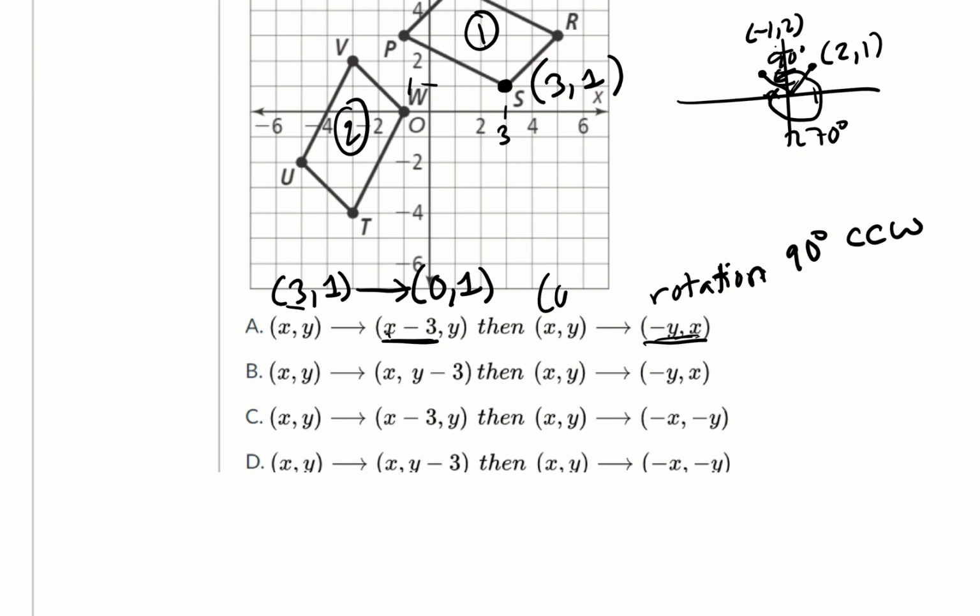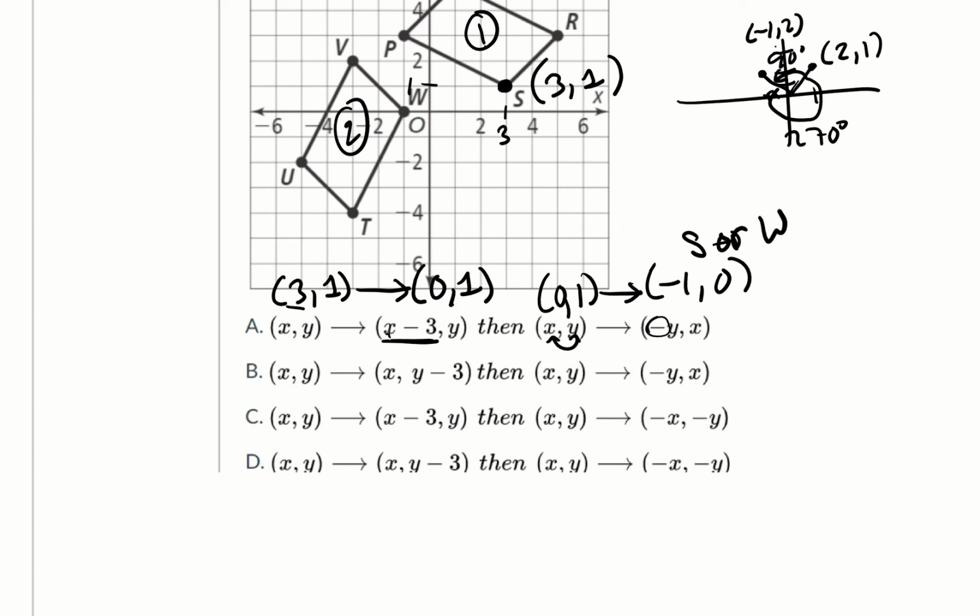And then I'm going to take my 0, 1 and transform it. What am I going to do to it? I'm going to switch the x and the y according to this rule, and then I'm going to change the sign of my y. My y is 1, so it changes from a positive 1 to a negative 1. So my new coordinate for S, which now becomes W, is negative 1, 0. That looks pretty good, because W is negative 1, 0 right here. So this looks good so far.